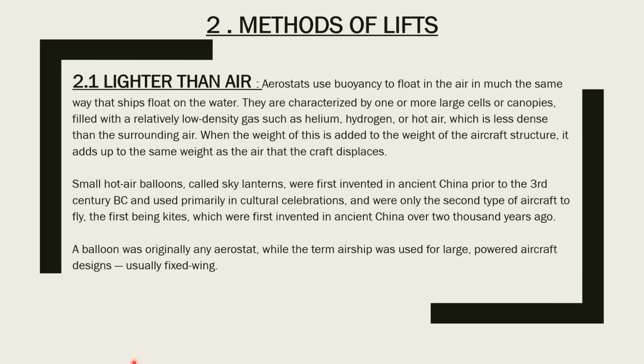Second, method of lift. 2.1 Lighter than air. Aerostats, which are also known as lighter than air craft, use buoyancy to float in the air in much the same way that ships float on water. They are characterized by one or more large cells or canopies filled with a relatively low density gas such as helium, hydrogen, or hot air, which is less dense than the surrounding air. When the weight of this gas is added to the weight of the aircraft structure, it adds up to the same weight as the air that the craft displaces.